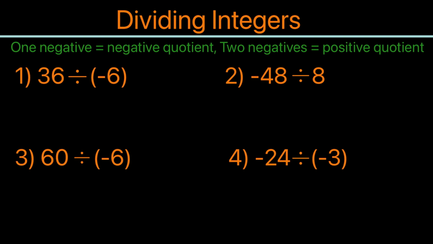For the first example, we have 36 divided by negative 6. And since we have one negative, we know the quotient will be negative. So what is 36 divided by 6? We know the answer is 6. Now since it has a negative integer, we know the quotient will be negative. So therefore the answer is negative 6.